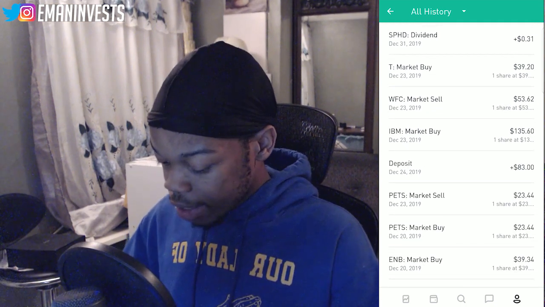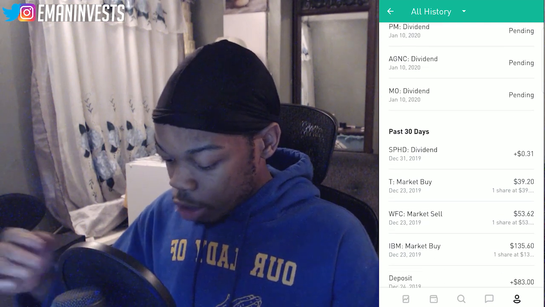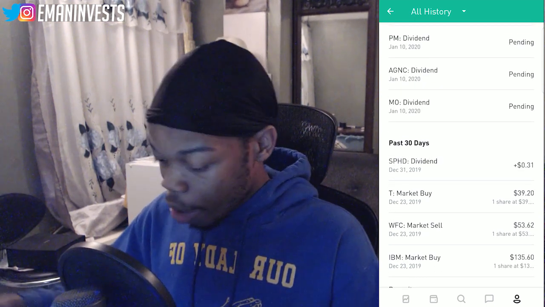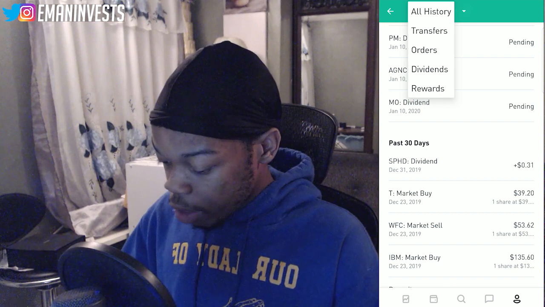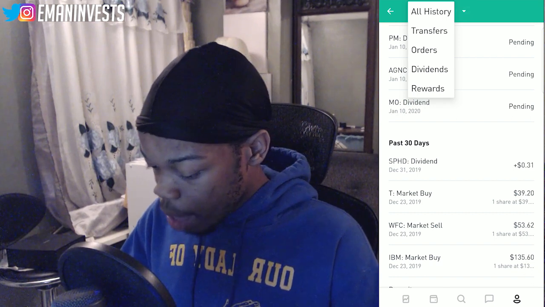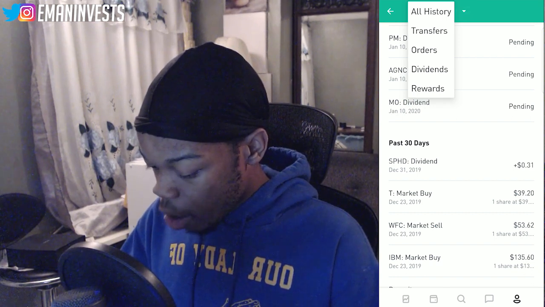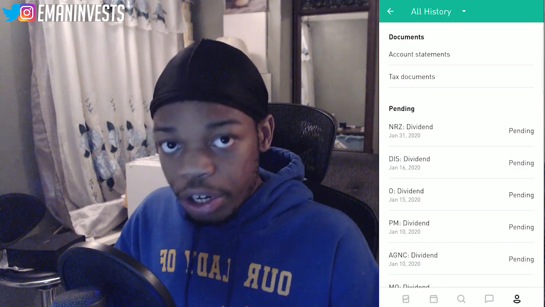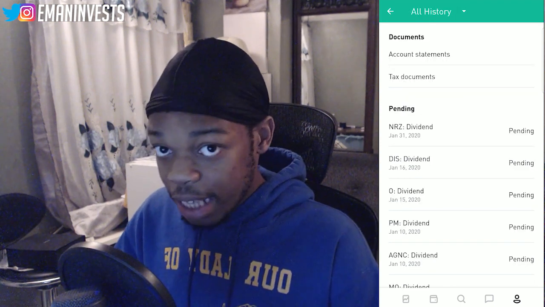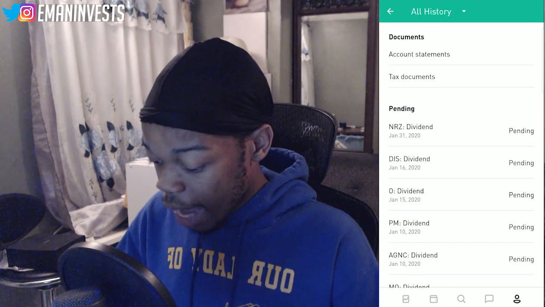So you can see all the dividends that I've gotten in the past, my transactions, my deposits, my market orders and sells, and you can filter it out here by clicking this drop-down menu. You can filter it by all these other features. Now you can also look at your account statements, and this is very important as well.